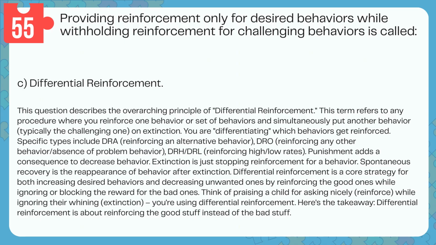Punishment adds a consequence to decrease behavior. Extinction is just stopping reinforcement for a behavior. Spontaneous recovery is the reappearance of behavior after extinction. Differential reinforcement is a core strategy for both increasing desired behaviors and decreasing unwanted ones by reinforcing the good ones while ignoring or blocking the reward for the bad ones. Think of praising a child for asking nicely, reinforce, while ignoring their whining, extinction. You're using differential reinforcement. Here's the takeaway. Differential reinforcement is about reinforcing the good stuff instead of the bad stuff.